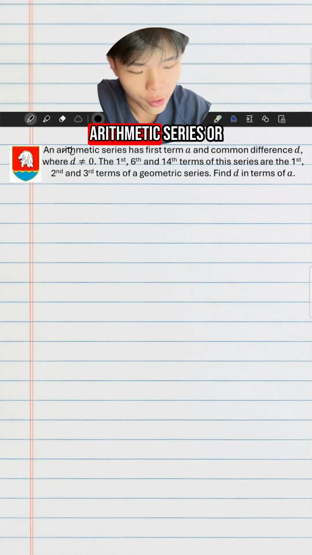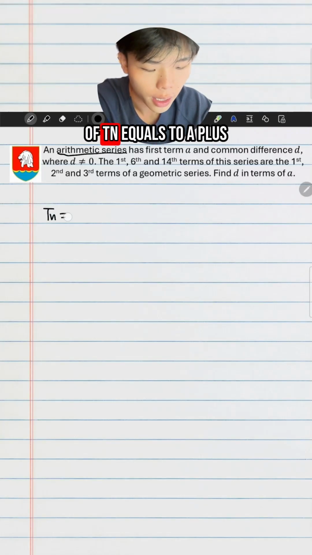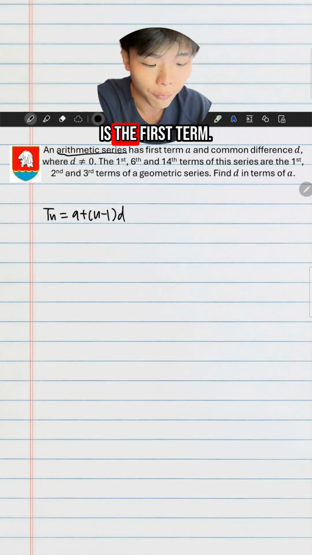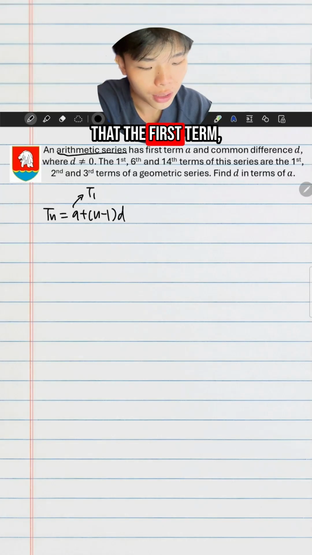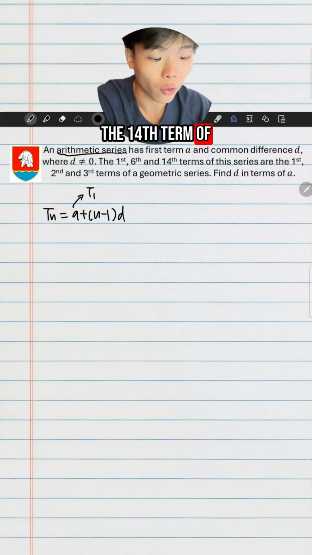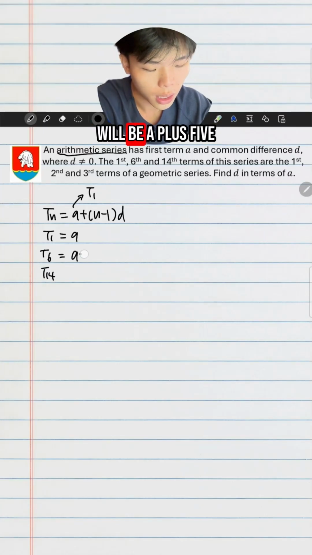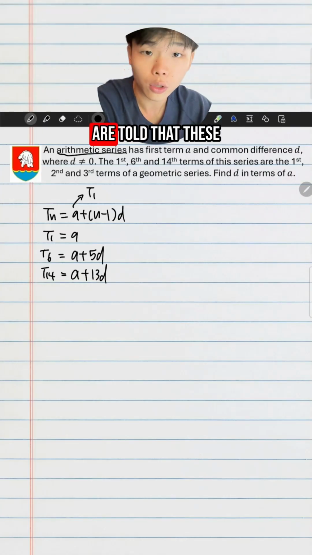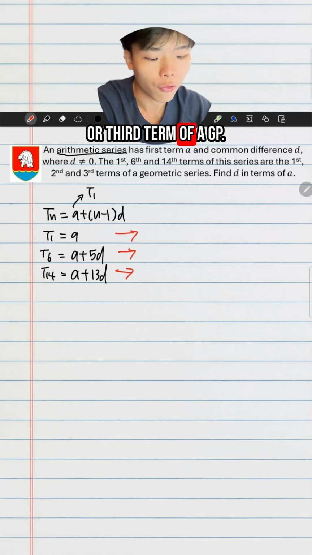So we know that an arithmetic series or an AP is something that goes like this. It has a general term of Tn equals a plus (n minus 1)d, where d is the common difference and a is the first term. Some of us might write it as T1 over here. They are saying that the first term, the sixth term, and the 14th term of this AP, so I have T1, T6, and T14. T1 would just be a, T6 will be a plus 5d, and T14 will be a plus 13d. And we are told that these three are the first term, second term, and third term of a GP.